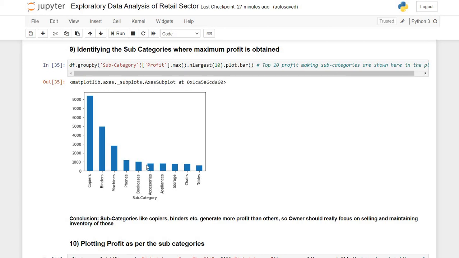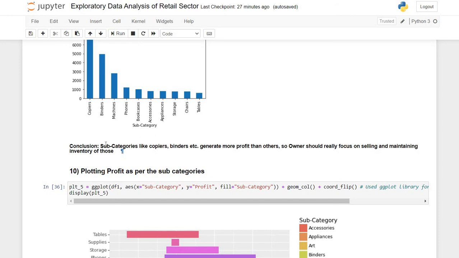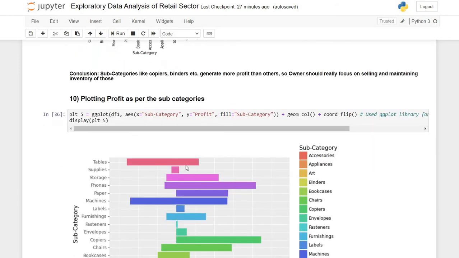So subcategories like copiers, binders, etc. generate more profit than others. So owners should really focus on selling and maintaining inventory of those. Now, we'll be plotting the profit as per the subcategories. Like it will be plotting the profit of each and every subcategory present.